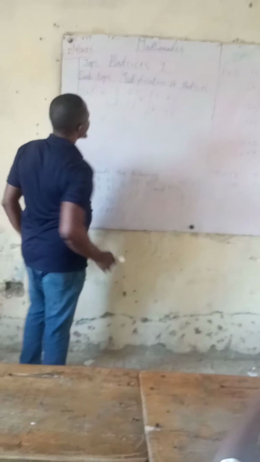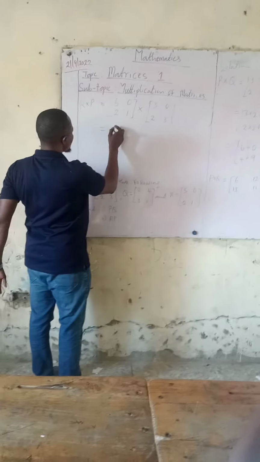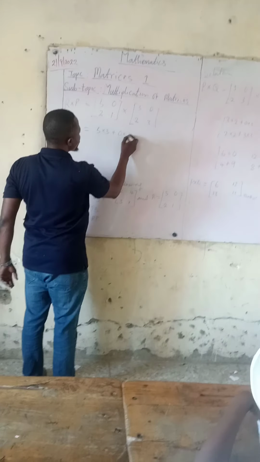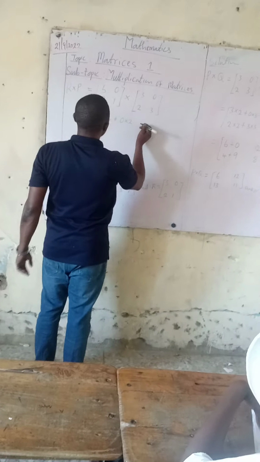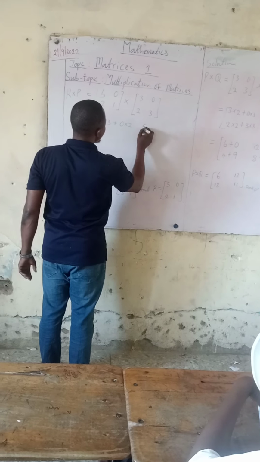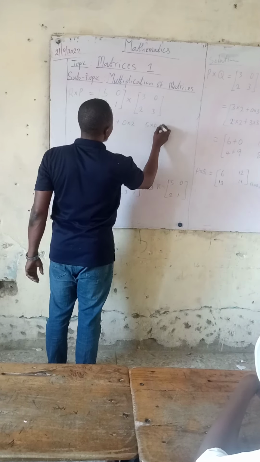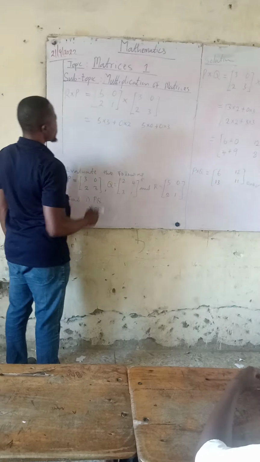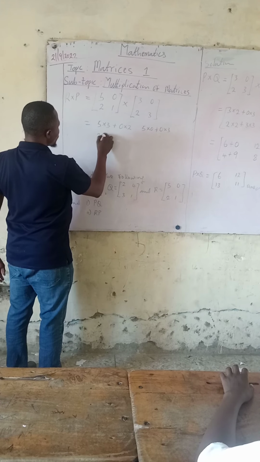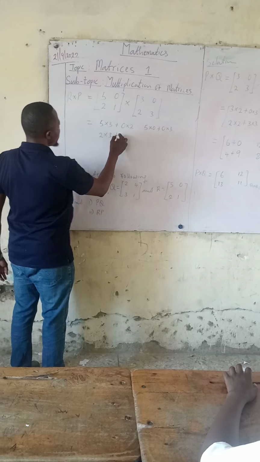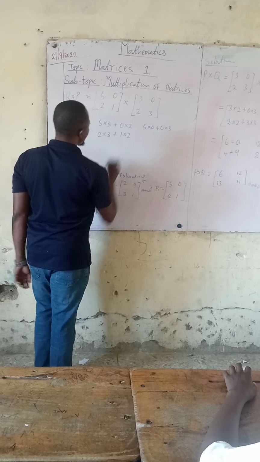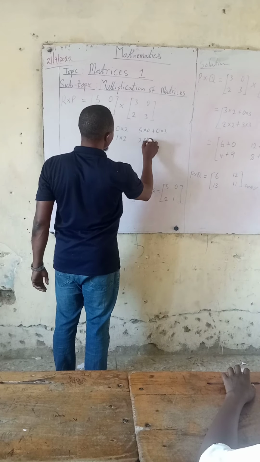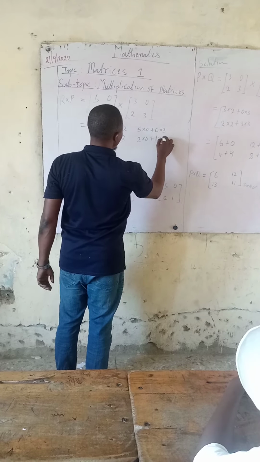Now equals 5 times 3, plus 0 times 2. Then after that, we also have 5 times 0 plus 0 times 3. Then we move to the second row, which is 2 times 3 plus 1 times 2. After that, we move to the second column, 2 times 0 plus 1 times 3.